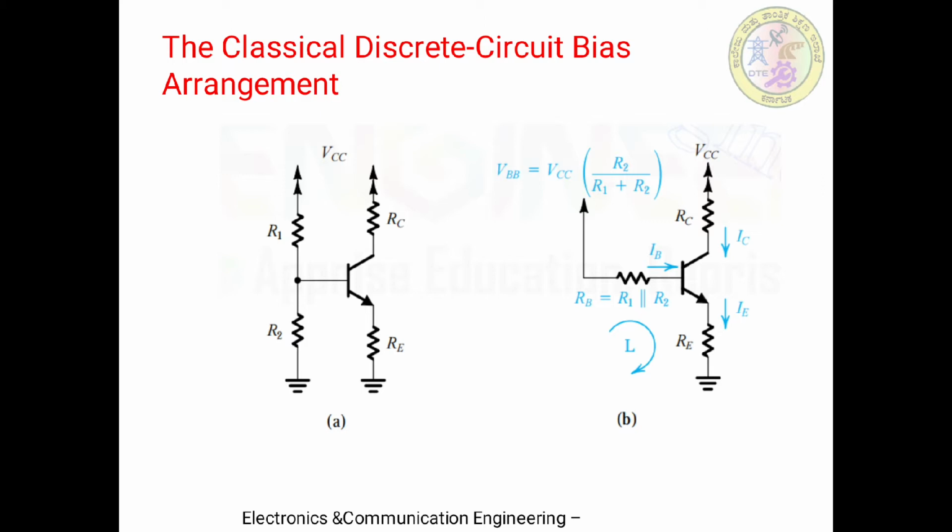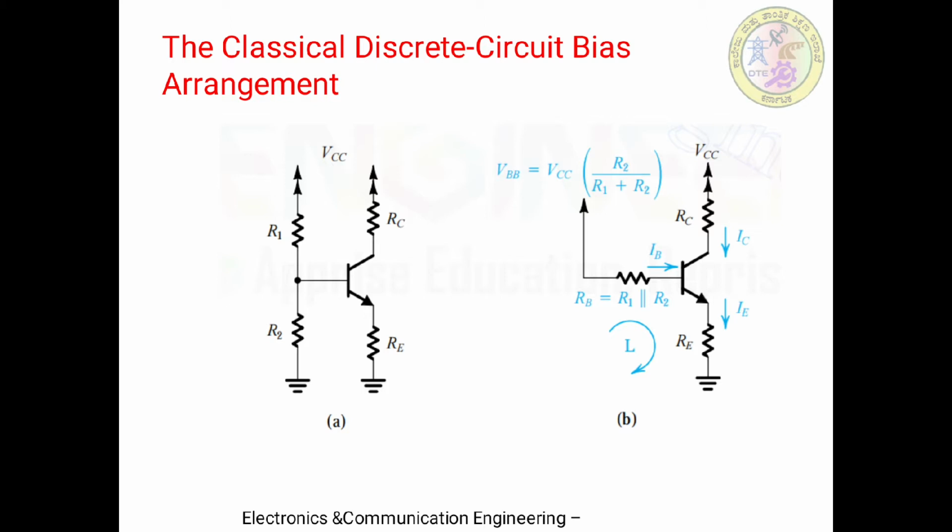Now, in order to analyze this circuit, and in particular to design this discrete biasing arrangement, we need to write some of the circuit equations. For that, first we will consider the R1 and R2 connection.